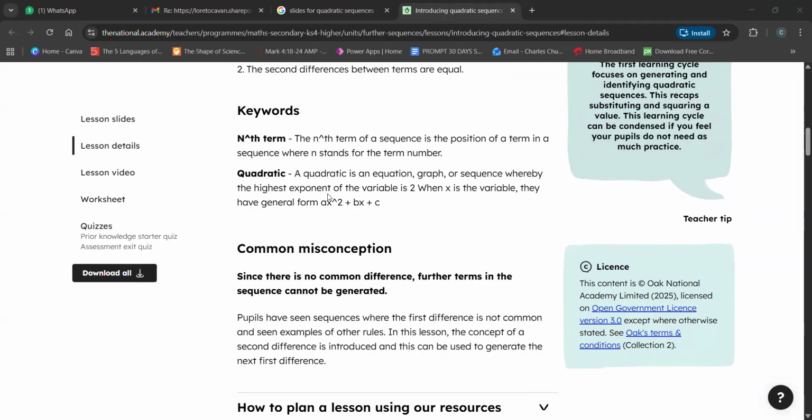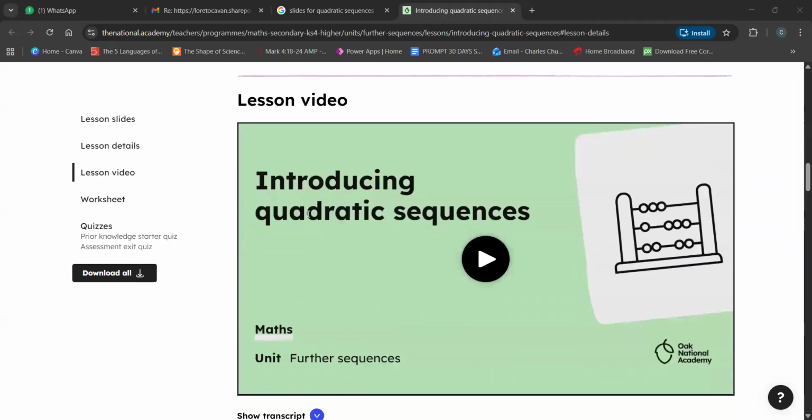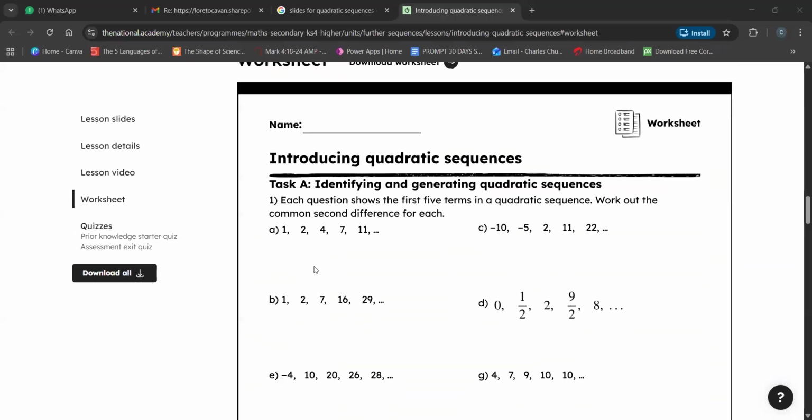So look at this first example: 1, 2, 4, 7, and 11. Now, when you look at the difference, that means something is being added, but that something is not constant. When you find something that is being added that is constant, then that kind of sequence is an arithmetic sequence. That one is not quadratic when it is constant. In other words, when it is common. That's the meaning of that word common.